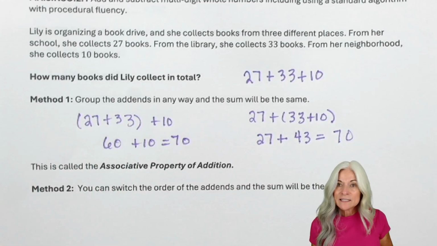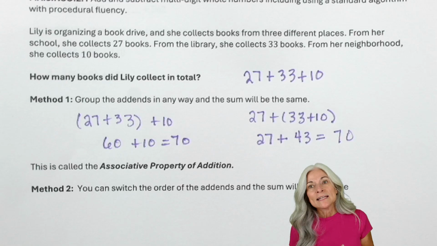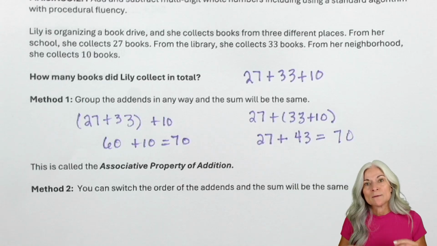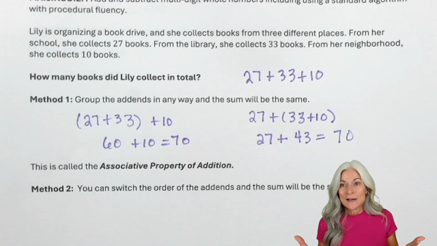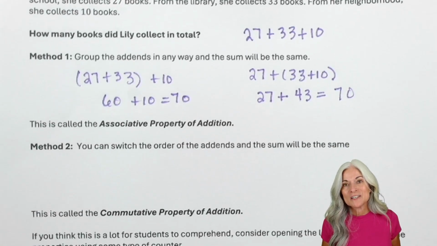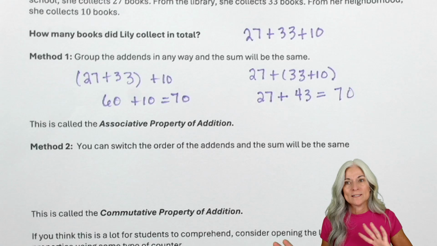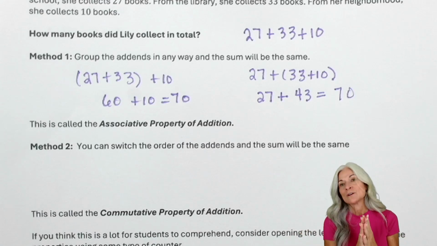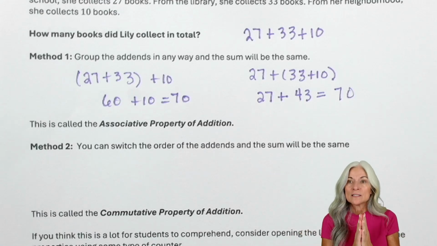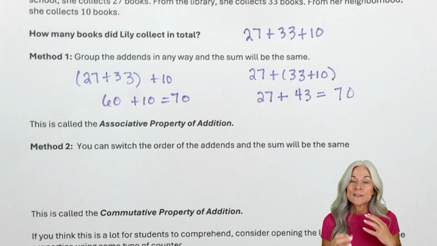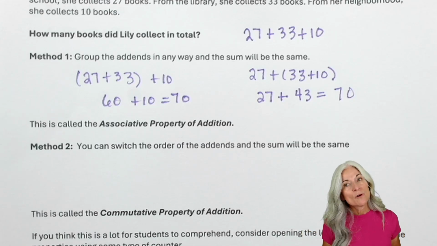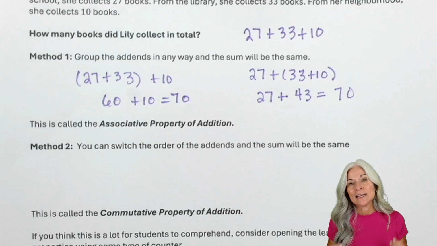Now, this is the associative property of addition. It's not going to be important for students to be able to look at problems and recognize the associative property of addition. They'll do that in later math courses. The important reason for doing this today is to get students comfortable with how they can move things around in addition problems to make the addition easier.